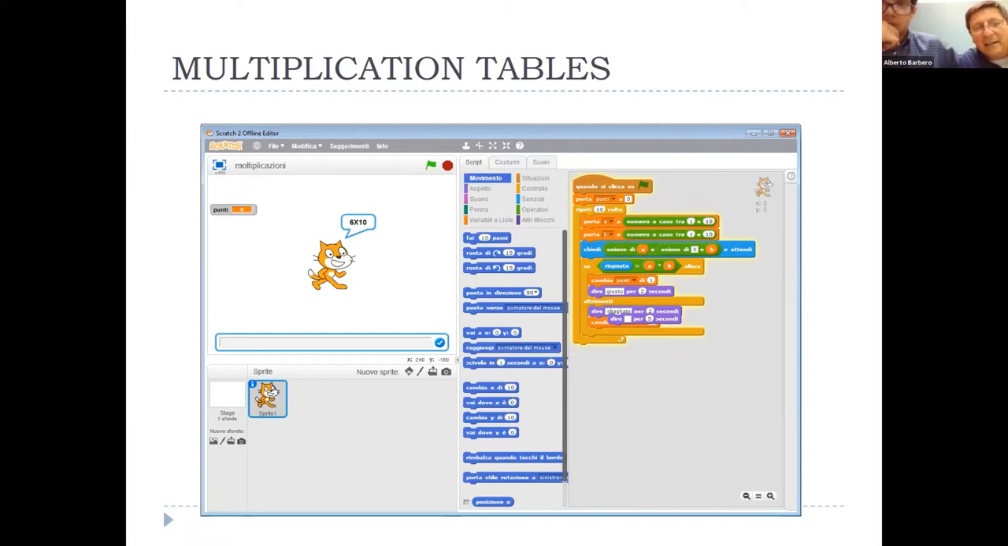Okay. This is another example of a project. It's a project about multiplication tables, okay? The program is generating two random numbers and the kid has to input the result of the multiplication, and the program is also giving you a grade at the end of the program.